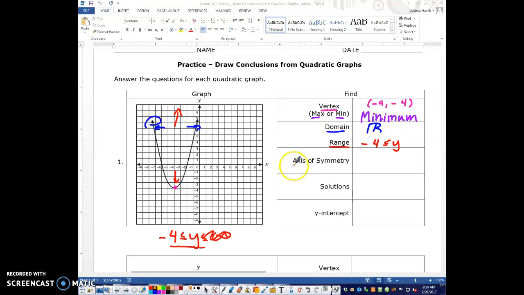All right, the next one we need to find is the axis of symmetry. What is it? The line that goes straight through the center. And where is it at? Negative 4. So we write it as x equals negative 4 because it is a line. Okay, the next thing we're going to look at are solutions. What are solutions? X-intercepts. So it's here and here. How do we write this one as a point? Negative 6, 0. How do we write this one as a point? Negative 2, 0.